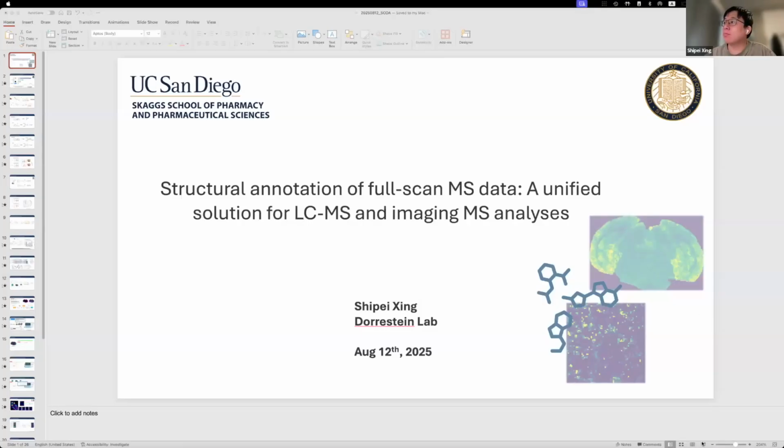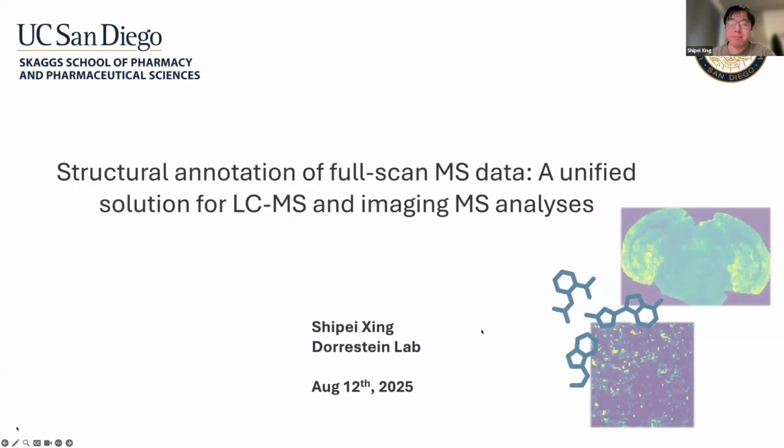Thanks. I'm going to quickly share my screen right now. Can everybody see it? Yes. Okay, nice. Good morning, everyone. I'm Shipei Xing, currently a postdoc in Peter Dorrestein's lab at UCSD, and today I'm going to briefly talk about my first work during my postdoc. It's about structure annotation of full-scan MS data, a unified solution for LCMS and imaging MS analysis.